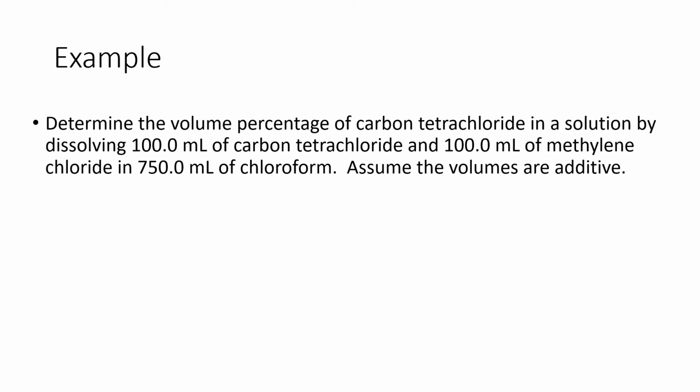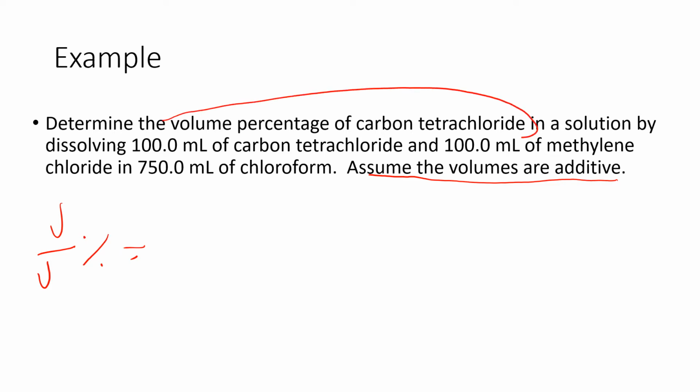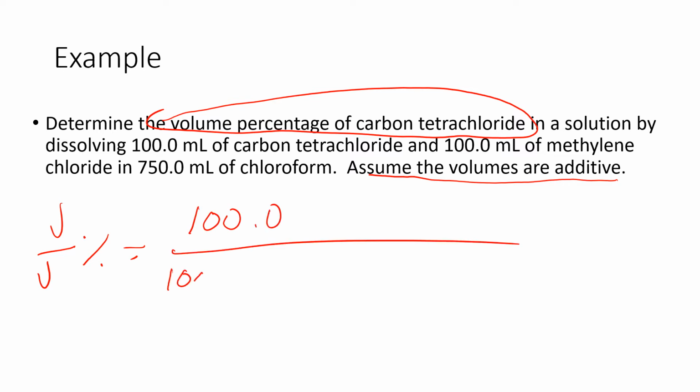Okay, so determine the volume percentage of carbon tetrachloride in solution by dissolving 100 mLs of carbon tetrachloride and 100 mLs of methylene chloride in 750 mLs of chloroform. So I kind of told you how to make chloroform. It's not good. Anyway, so this part right here where it says assume the volumes are additive, that means it can all just be added together. So your volume to volume percent is, since we're only focusing on the volume percentage of carbon tetrachloride, it will be 100 mLs over 100 plus 100.